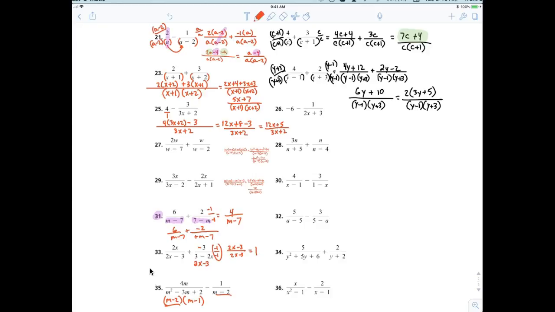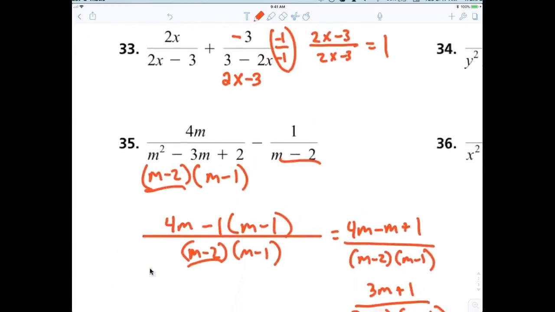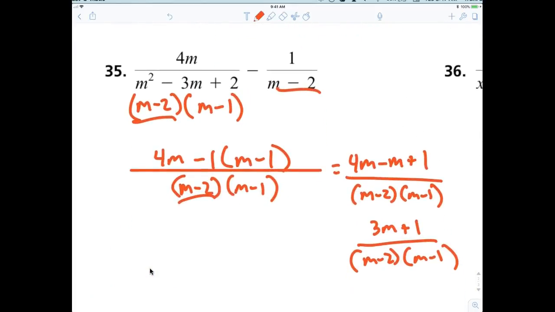Number 35, how come before you distribute, you can't cancel out the n minus 1? Oh, because that's what we were talking about. If I cancel out, I'm right back to where I started, and then I can't add them. Oh. True? Right? Yes, you have to simplify first.